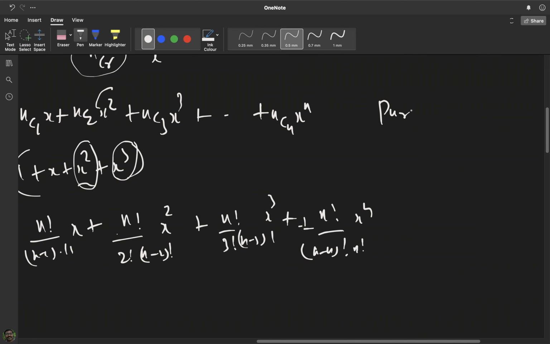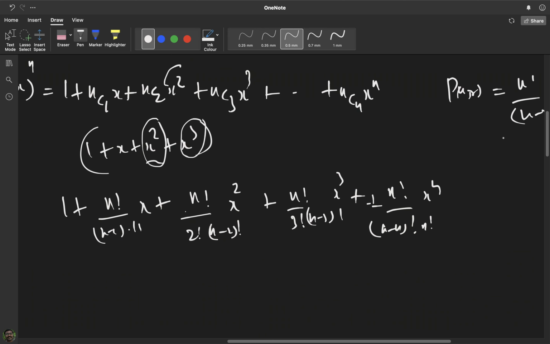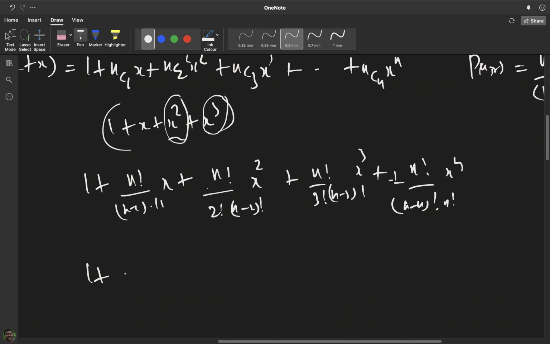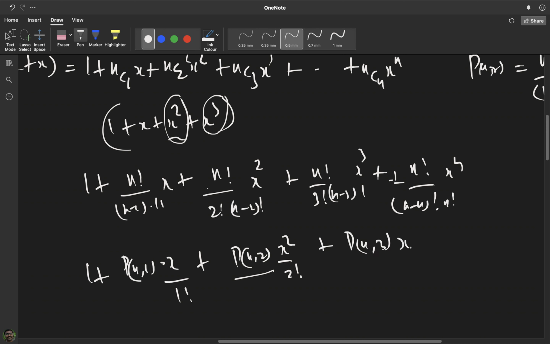Now if you know the definition of permutations, what is the value of nPr? It is actually n factorial by (n minus r) factorial. So if you apply that definition, this can be rewritten as 1 plus nP1 into x by 1 factorial, because nP1 is n factorial by (n minus 1) factorial, plus nP2 into x squared by 2 factorial, next nP3 into x cubed by 3 factorial, and so on, plus nPn into x raised to n by n factorial. So you are just rewriting the expansion of (1 plus x) raised to n in terms of combinations and permutations.